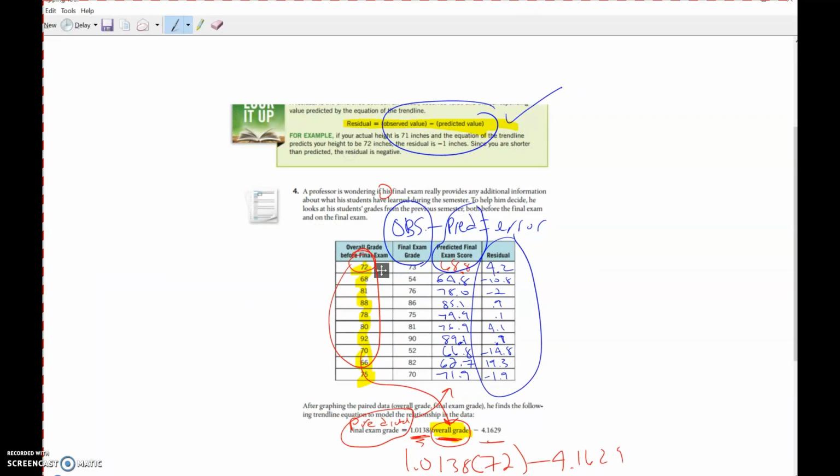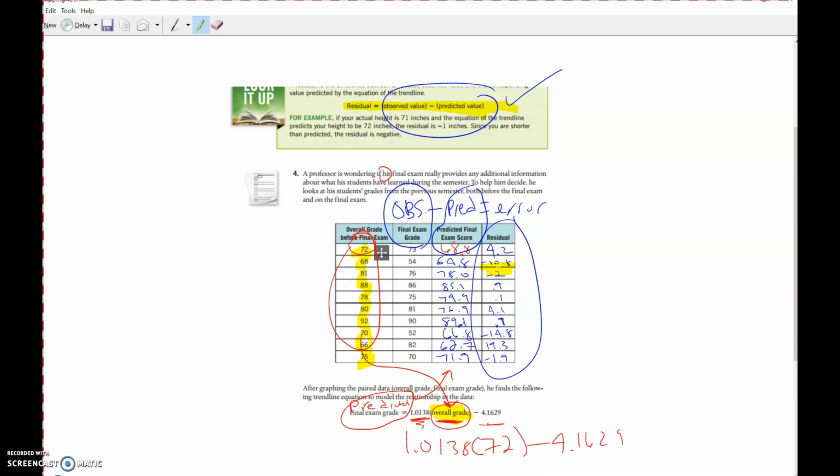Okay, so we've already done parts A and B because we predicted them using the formula, and then we found the residual. So let's look at C. What does a positive residual tell you about that student's performance? All right, so let's look at our positive. So this person had a positive.